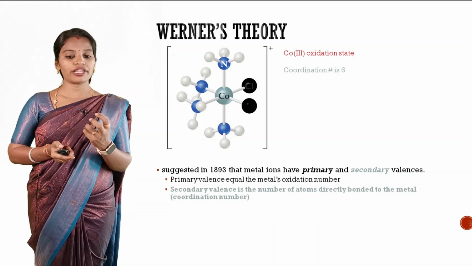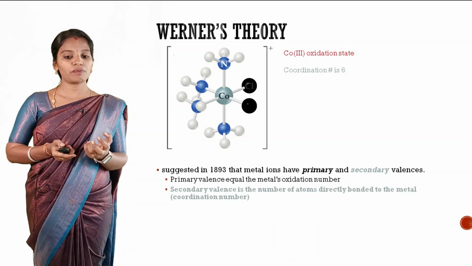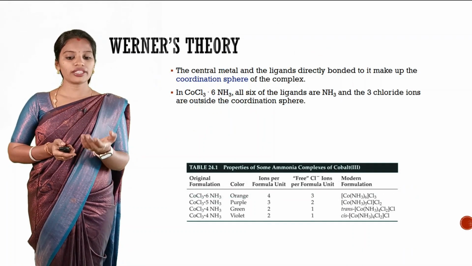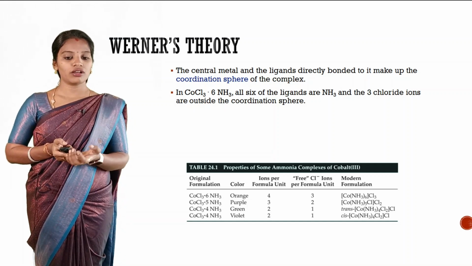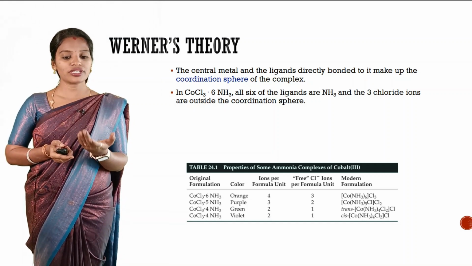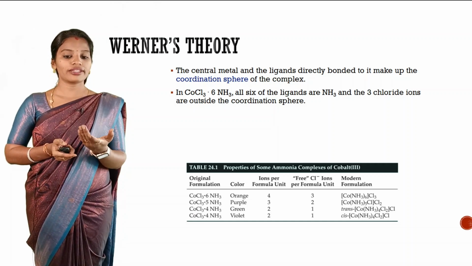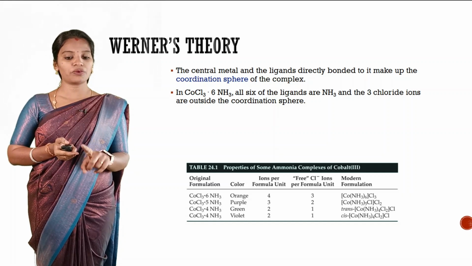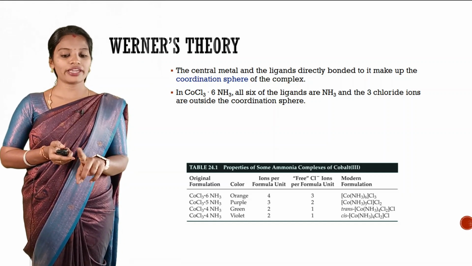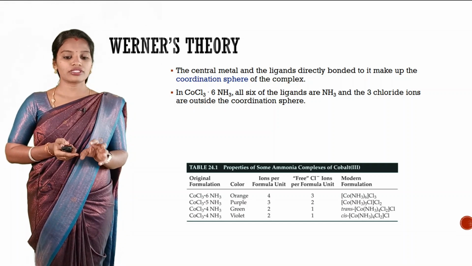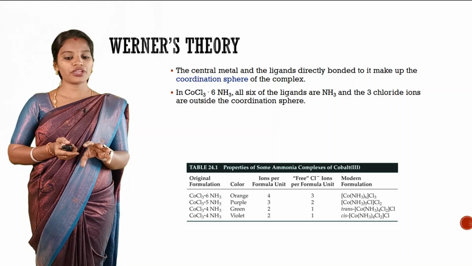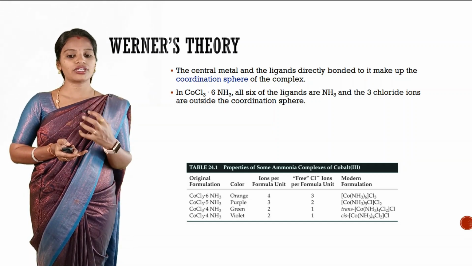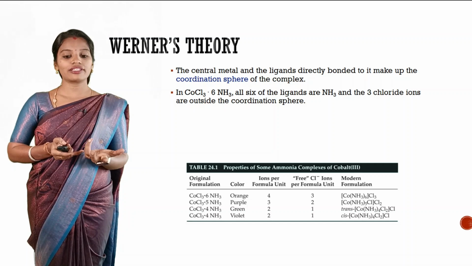Werner first obtained a cobalt complex compound, CoCl3 with 6NH3. This was the original formulation by Werner: CoCl3·6NH3 is orange in color, whereas the same complex with different amounts of ammonia, for example CoCl3·5NH3, is purple. CoCl3·4NH3 is green or violet. So now just think why it is like this.